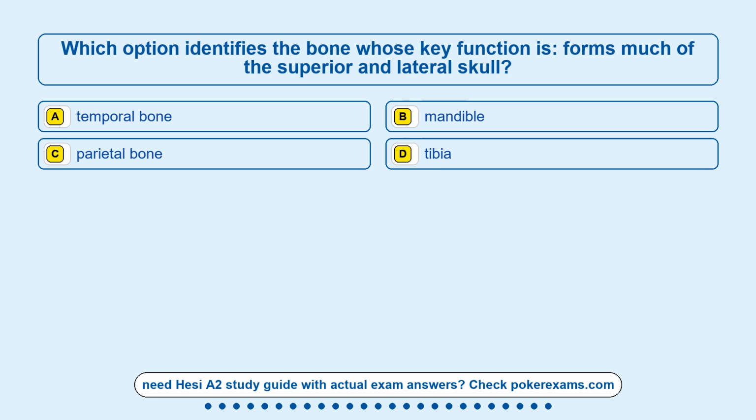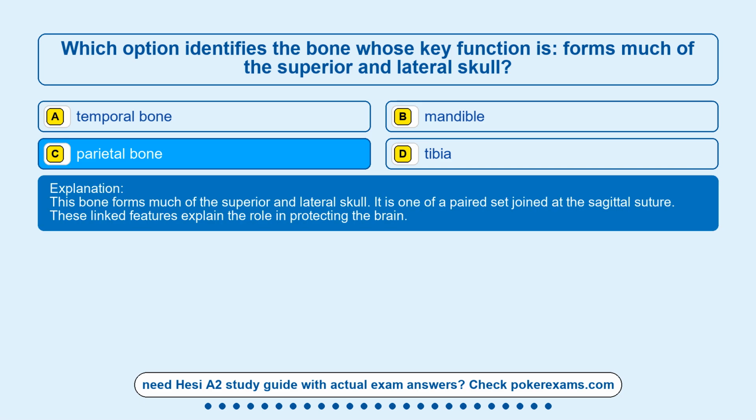Question 25. Which option identifies the bone whose key function is, forms much of the superior and lateral skull? Option A, temporal bone. Option B, mandible. Option C, parietal bone. Option D, tibia. The correct answer is option C, parietal bone.